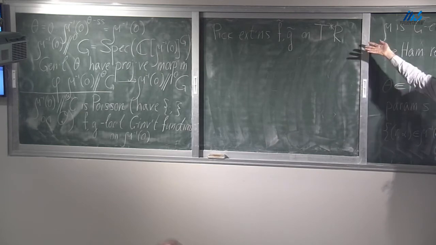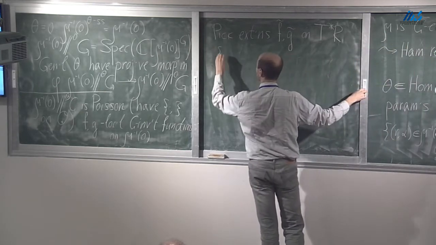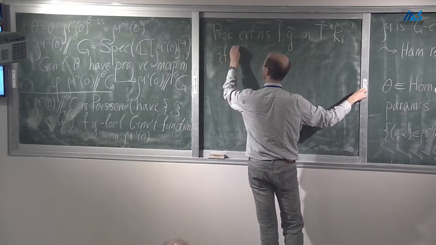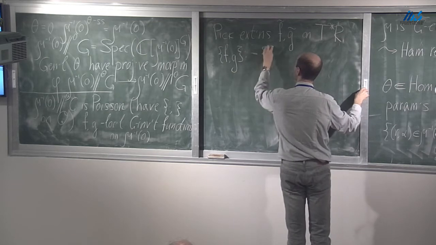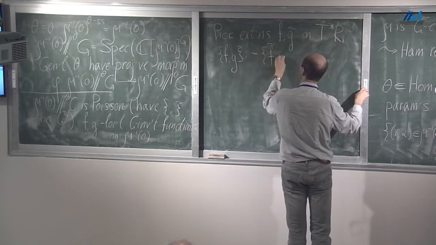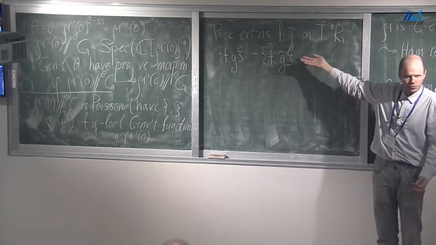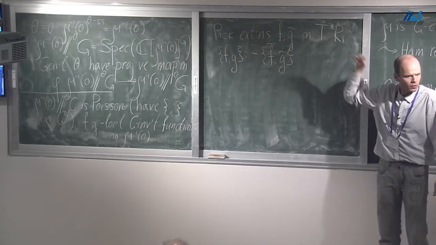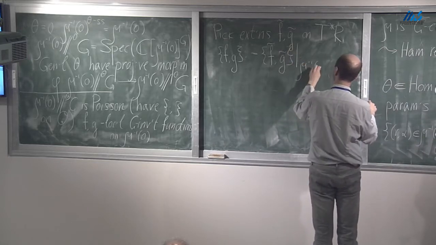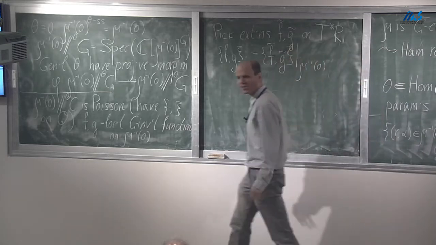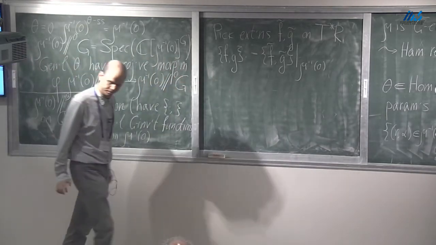Okay? They don't need to be G-invariant. And then we define the bracket of f and g as follows. We take the bracket of F tilde and G tilde, a bracket of functions on T star of R, and then we restrict it to mu minus 1 of 0. And a nice exercise, if you haven't seen it before, is to check that this is well defined.